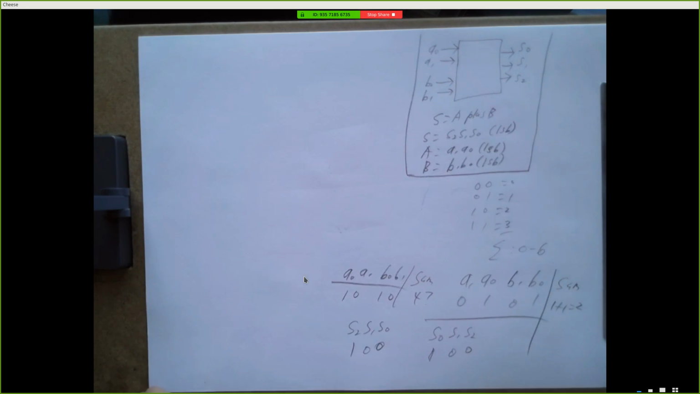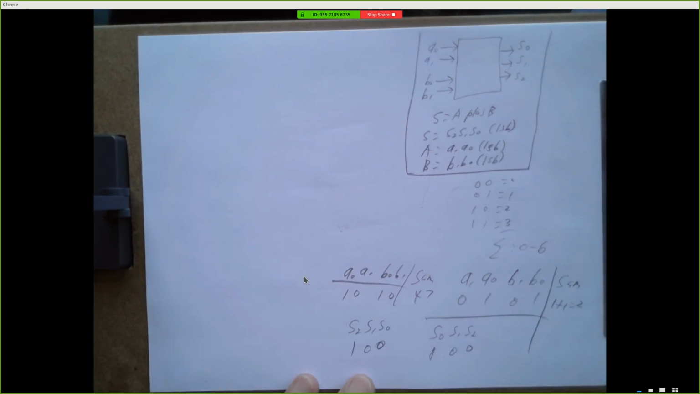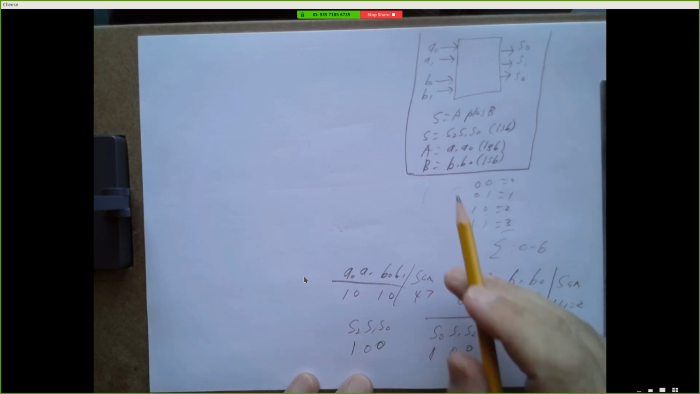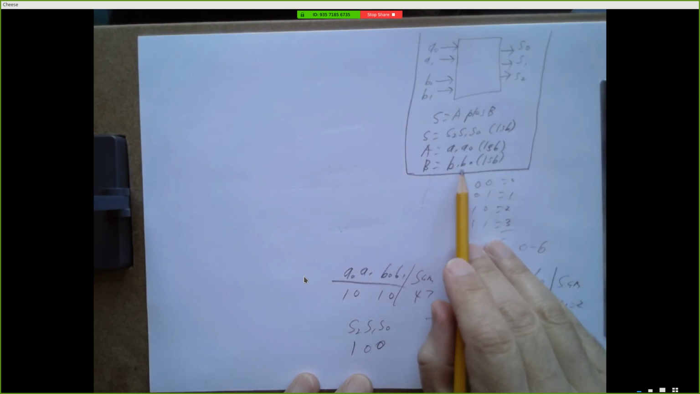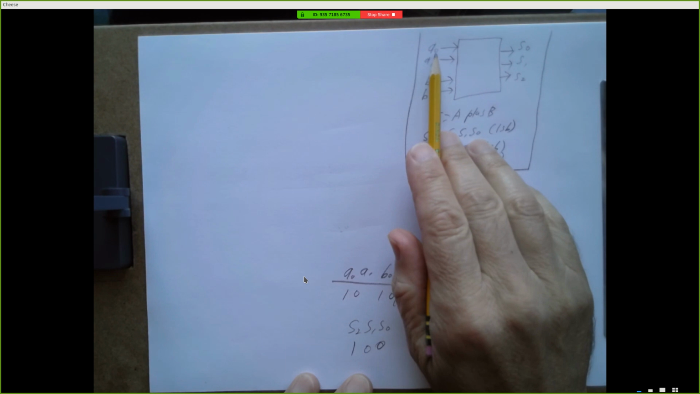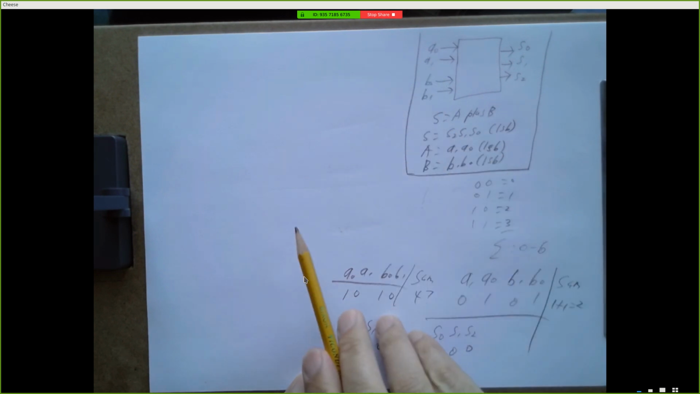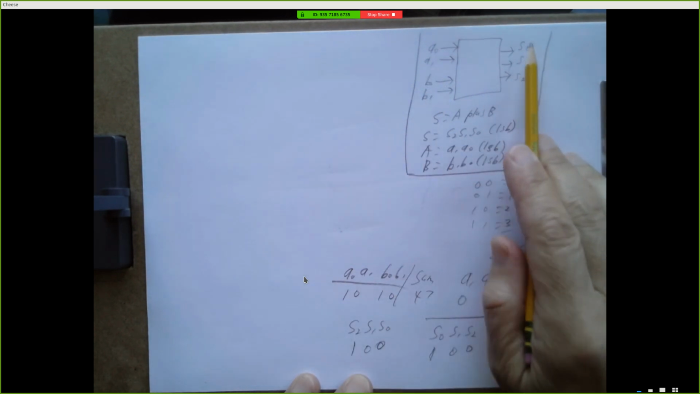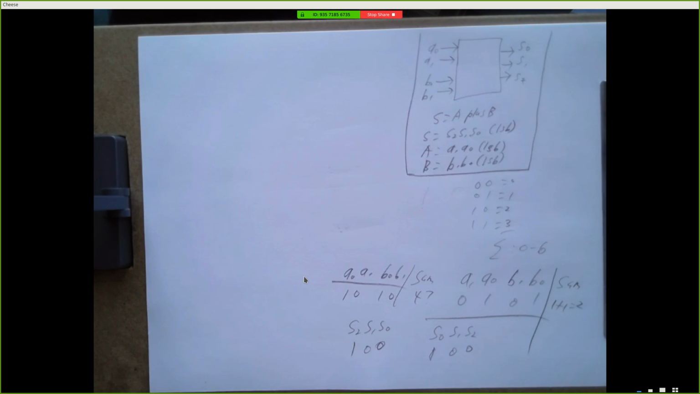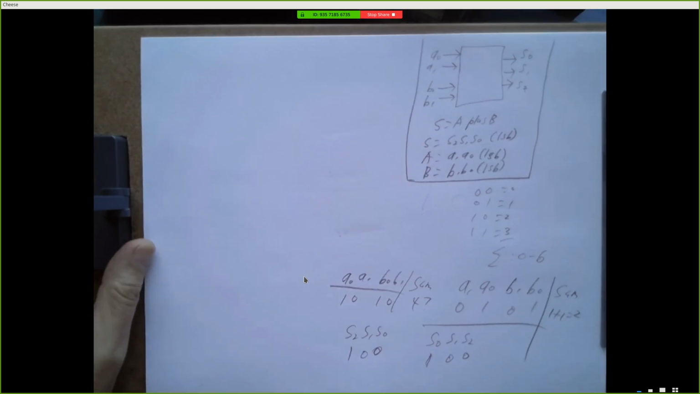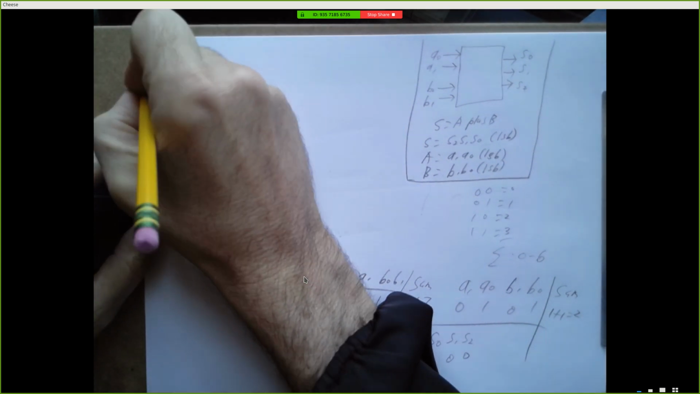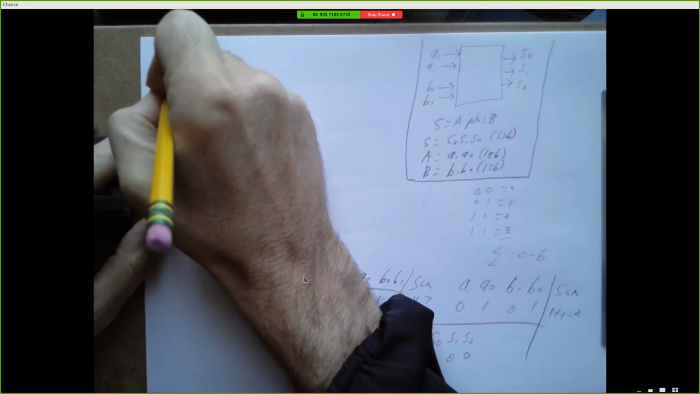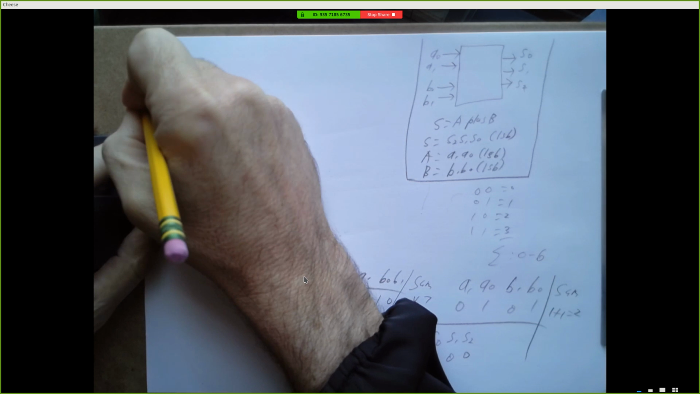This is why the system diagram is the first thing that you need before you get to a truth table, because you've got to be really clear what these inputs are. This is the least significant bit, most significant bit. Least, most, least, most. All right, once you've got all of that under control, now you can make a truth table.